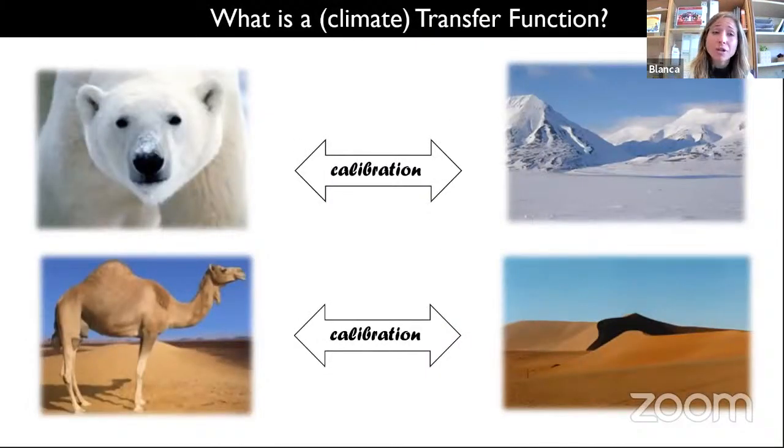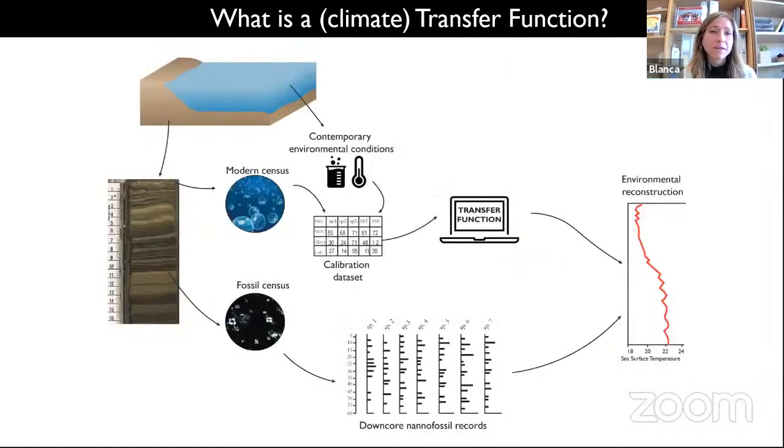But first, what's a transfer function or a climate transfer function? A transfer function is based on the calibration of modern relationships between a specific organism or a specific species with the environmental conditions. Afterwards, this information can be used to reconstruct past environmental variables. A little bit in more detail, this is what we would need to apply or to develop a transfer function. We need a modern training set. This is a calibration data set that has two parts.